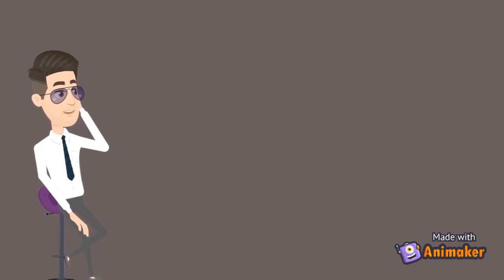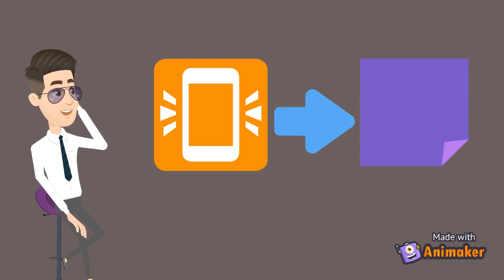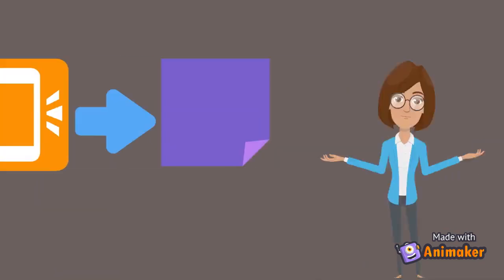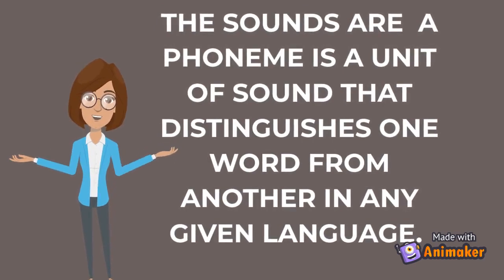Then speech-to-text technology works by picking up on these vibrations and translating them into a digital language through an analog-to-digital converter. A phoneme is a unit of sound that distinguishes one word from another in any given language.